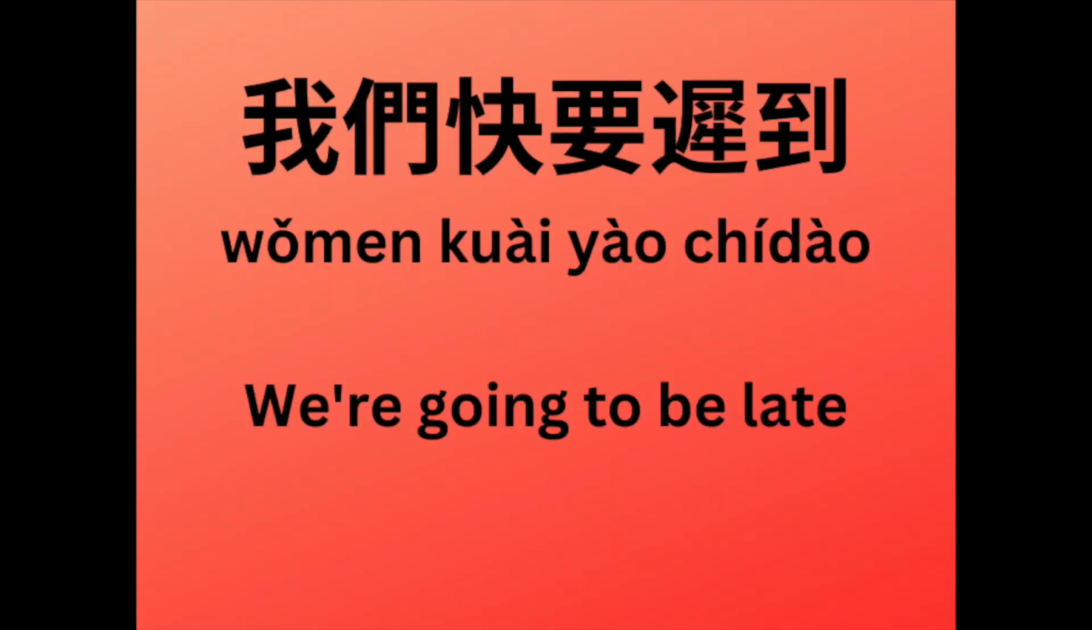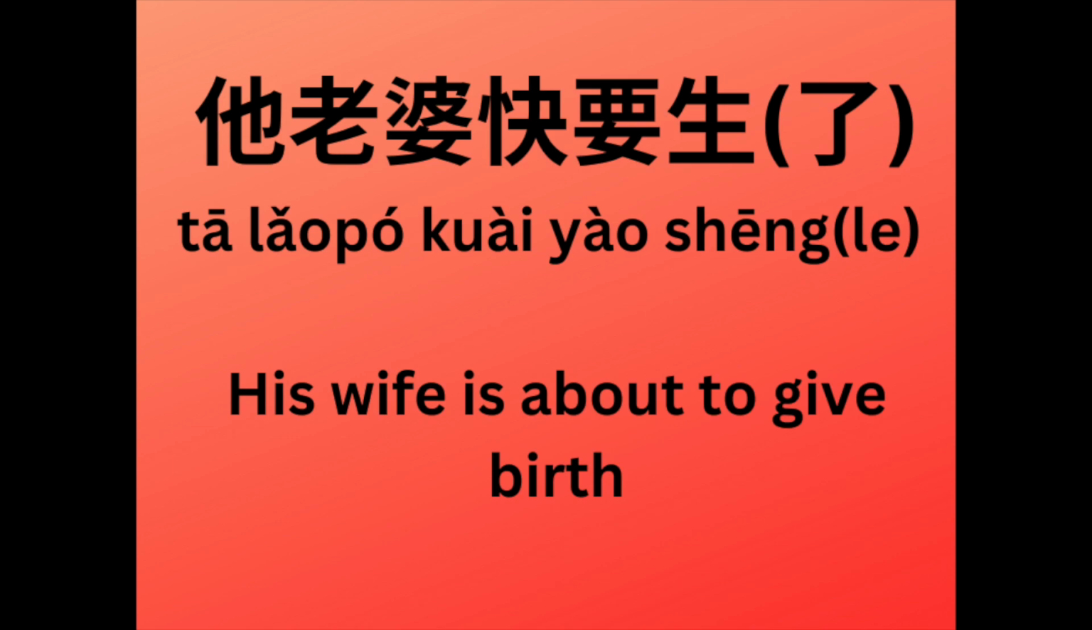We're almost late. In Chinese you can say, 我们快要迟到. 迟到 means to be late. So 要 means about to be, so we are about to be late. 我们快要迟到. 他老婆快要生了. You can even add a 了, which means his wife is about to give birth. So 快要 means about to.